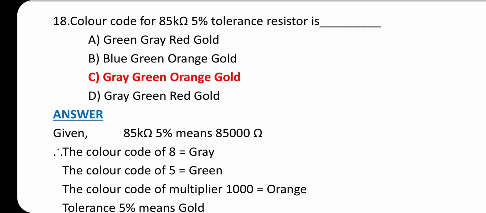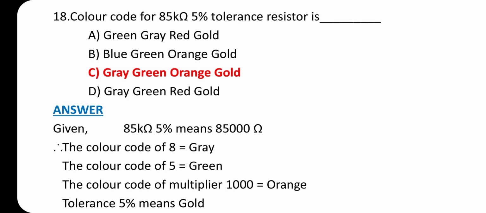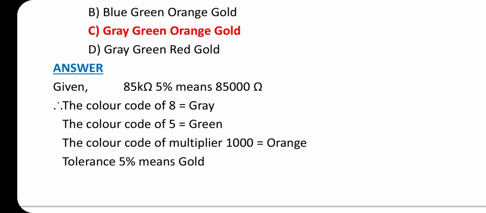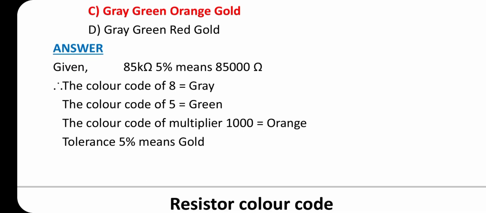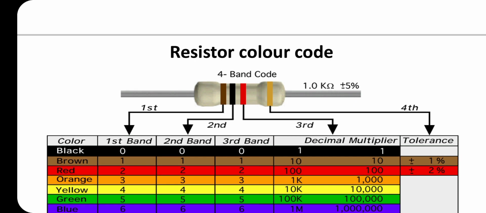18th question. Color code for 85 kilo ohm 5% tolerance resistor is, answer is option C, gray, green, orange, gold. Given 85 kilo ohm 5% means 85,000 ohm. Therefore, the color code of 8 is gray, the color code of 5 is green, the color code of multiplier 1000 is orange. Tolerance 5% means gold.